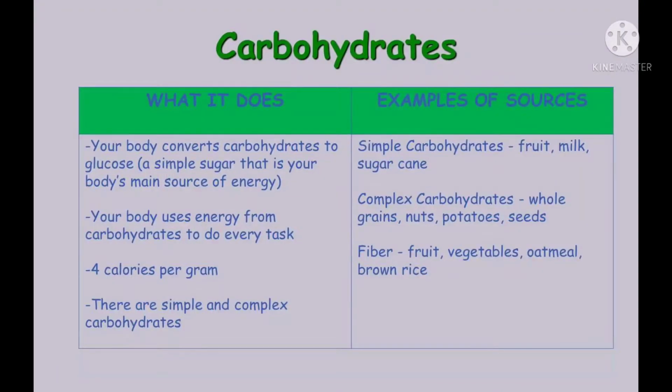Let's study carbohydrates. What it does. Your body converts carbohydrates to glucose, or a simple sugar that is your body's main source of energy. Your body uses energy from carbohydrates to do every task. 4 calories per gram. There are simple and complex carbohydrates.